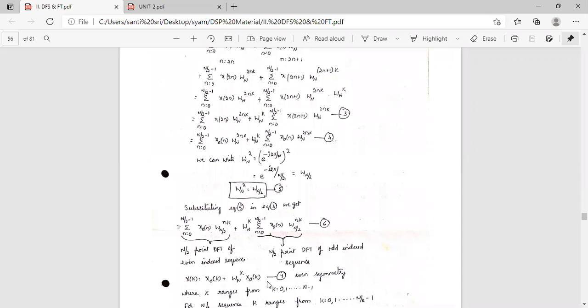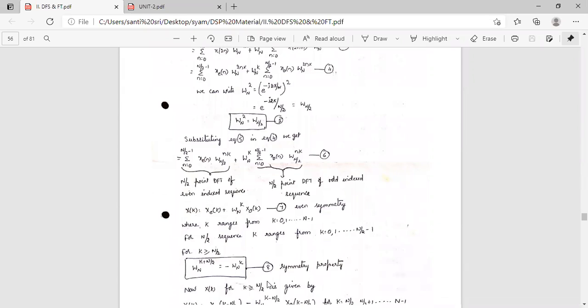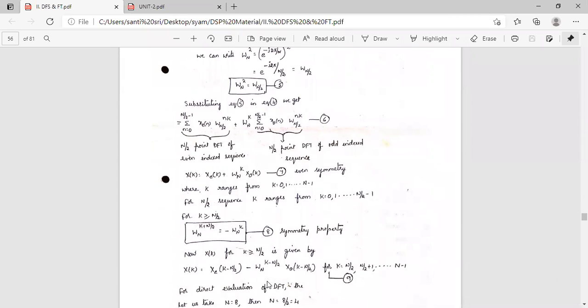So this is even symmetry, right? Where k is varying from 0 to N minus 1. For N/2 sequence, k ranges from 0 to N/2 minus 1, right? For N sequence, it is varying up to N minus 1. This is N/2 sequence, that's why it is varying from 0 to N/2 minus 1.